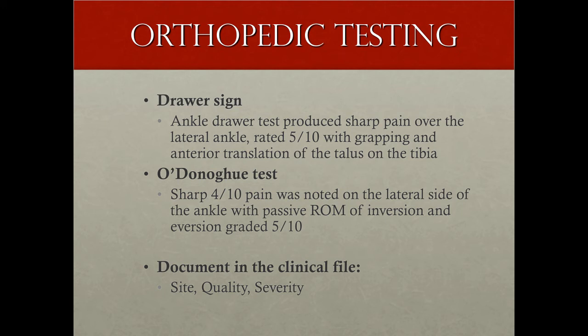O'Donoghue's could also be done in this case. In this case, with O'Donoghue's, there was sharp pain noted on the lateral side of the ankle with passive range of motion of inversion and eversion, and it was graded at a 5 out of 10.